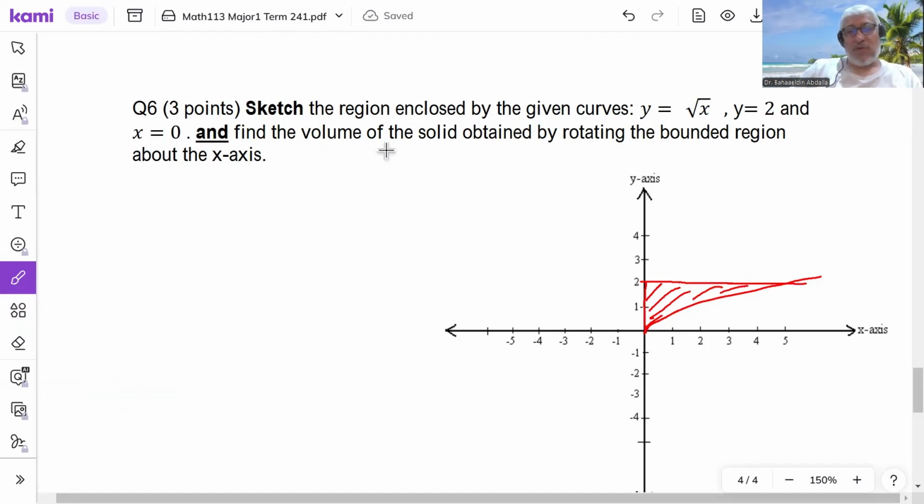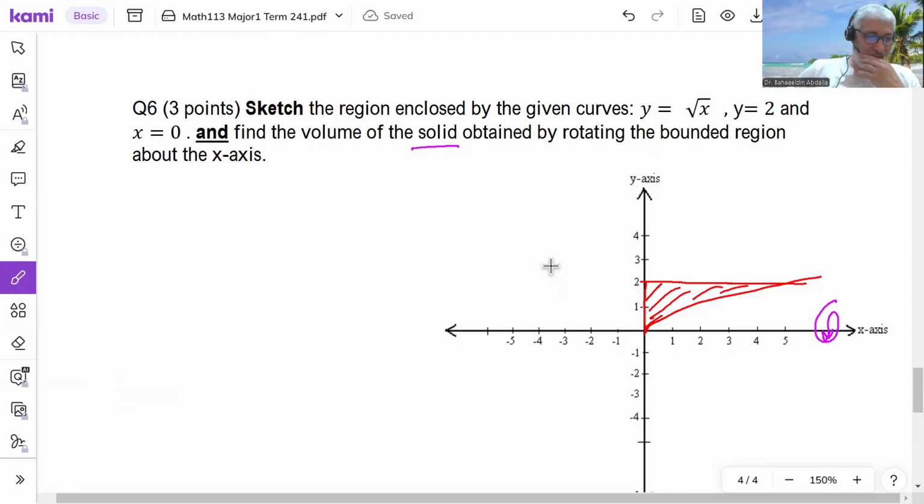So we sketched the region. Find the volume of the solid obtained by rotating the bounded region about the x-axis. We rotate this region about the x-axis, we get a solid. And the question, what is the volume of this solid?